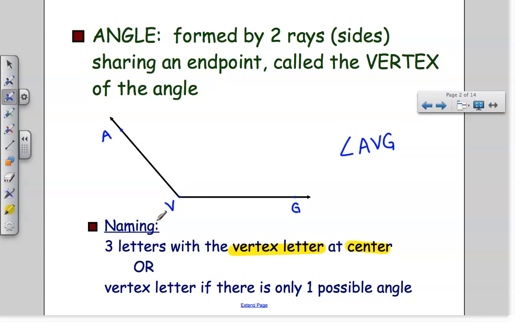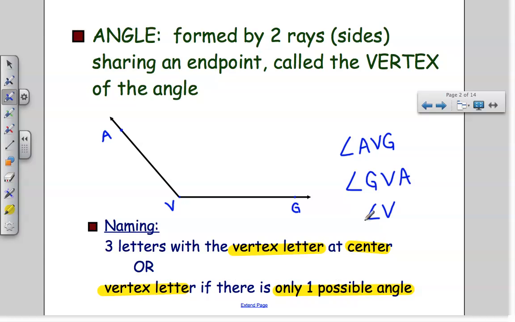Again, with three letters, vertex letter V had to be in the center no matter what. You could name it the other direction as long as the vertex letter V is in the middle, so G first on this ray, then V, the vertex letter, out through A. And I guess the easiest way to name an angle, if possible, is to use just the vertex letter, but only if there is one possible angle. In this picture, there's only one angle I can talk about, and so in this case, I could just say this is angle V. Remember, you do need that angle symbol, and I can say this is angle V, again, using the vertex letter to name it.